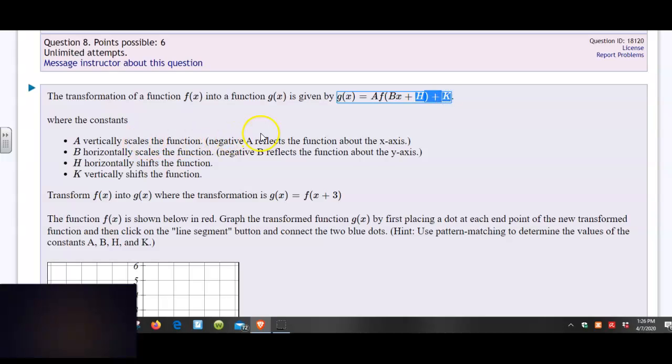So therefore, A and B deal with scaling because it's multiplying. So that is our vertical scaling. That's our horizontal scaling. This is our horizontal shifting, moving sideways. And this is our vertical shifting, moving vertically. So that's a nice little summary right here for you to have in your notes somewhere.